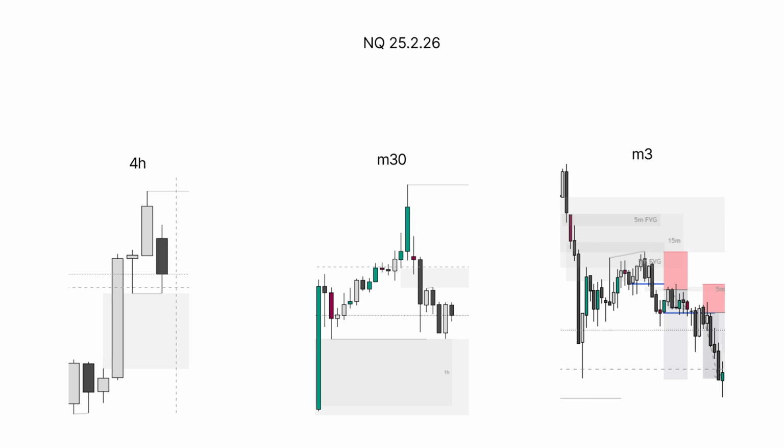This is the first example for this model on NQ. On the 4-hour we don't have a big wick. We are coming close to this drawn liquidity. We retrace into this fair value gap on the 30-minute. We get a one stage, and then you can see we displaced through this. So it's a kind of V shape, and then you can enter on the first CSD or on the second.